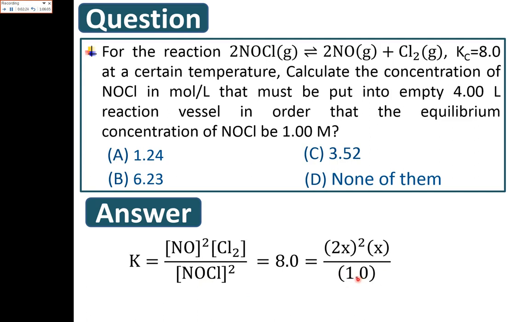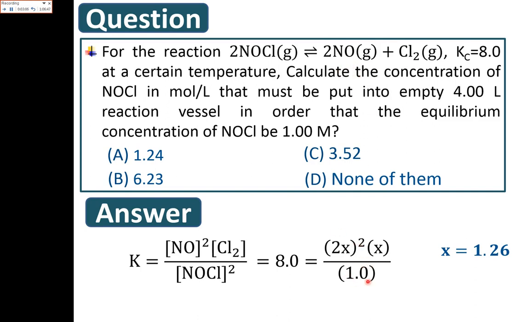At equilibrium, which is 1. Actually, 1 squared equals 1 as well. Okay, so the equation will be like this one: 8 equals 2x squared times x over 1. So we will solve this equation to find the value of x. So x is supposed to be 1.26. This is the value of x which is the concentration of Cl2, and if you multiply this by 2, that will give the concentration of NO.